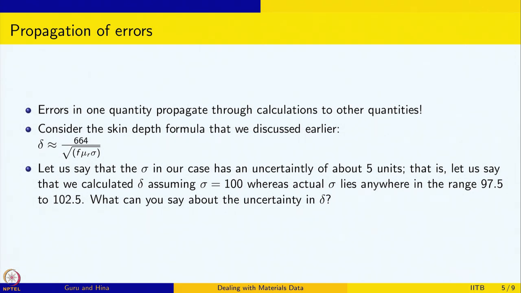Let us say, for argument's sake, that sigma is 100 is what we took, but it has an error bar. The error bar is plus or minus 2.5. Let us say that it can lie anywhere between 97.5 and 102.5. What is the uncertainty that you will get in delta because you have uncertainty in the value of sigma? Is a question that one can ask, and with this being a very simple case, it can also be answered very easily. So, let us simplify the expression a little bit.